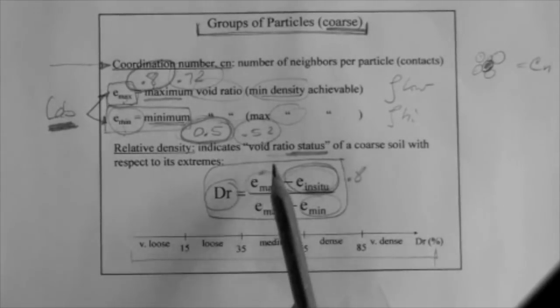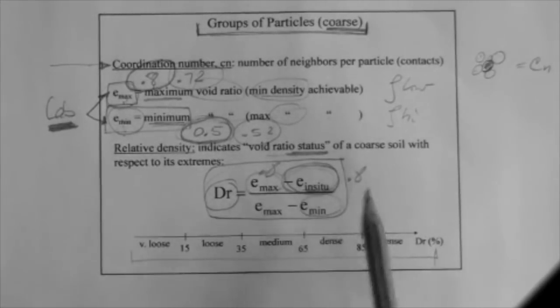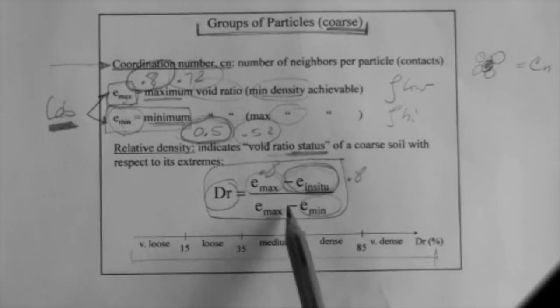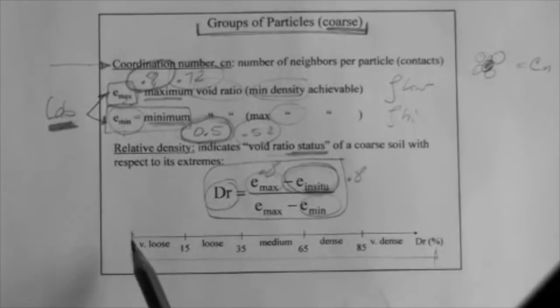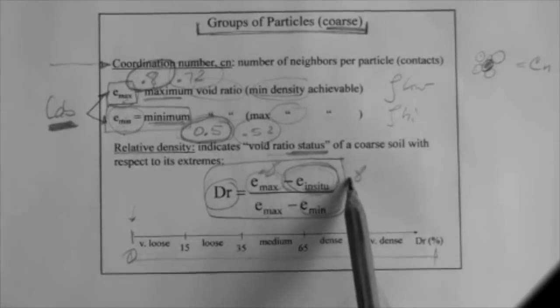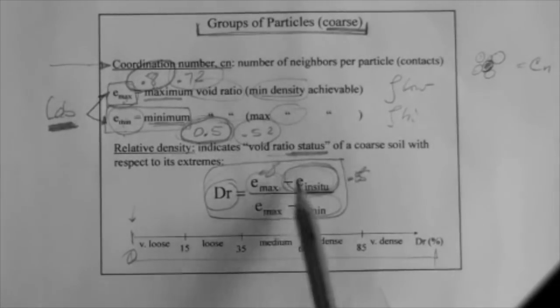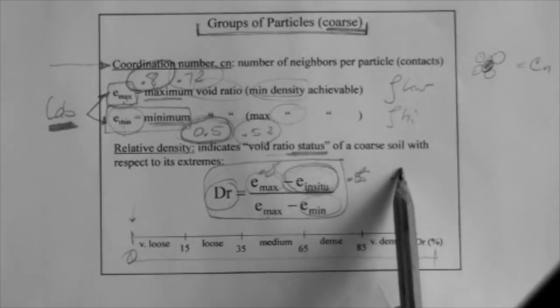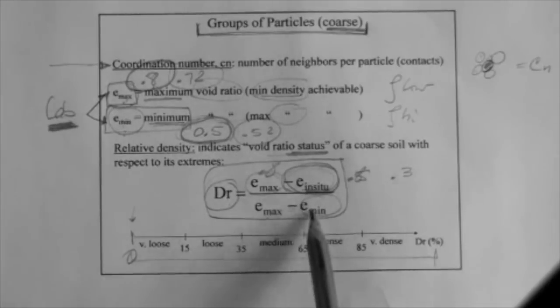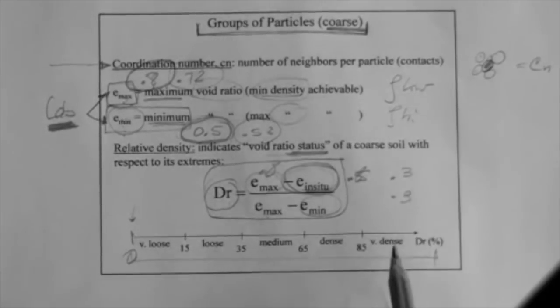That coincides with Emax, 0.8. 0.8 minus 0.8 is 0. 0 over 0.8 minus 0.5 is 0. 0 is here, so your soil is the loosest possible. If your in situ is 0.5, then 0.8 minus 0.5 is 0.3, and 0.8 minus 0.5 is 0.3. The ratio is 1. Here's 1. That is 100% relative density. The soil is at its densest possible.